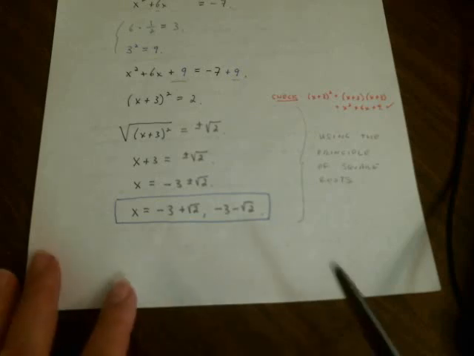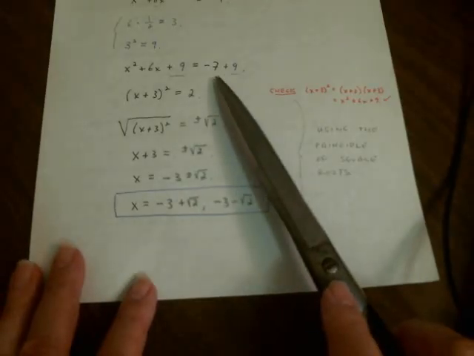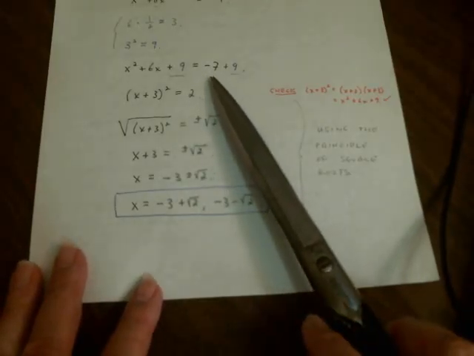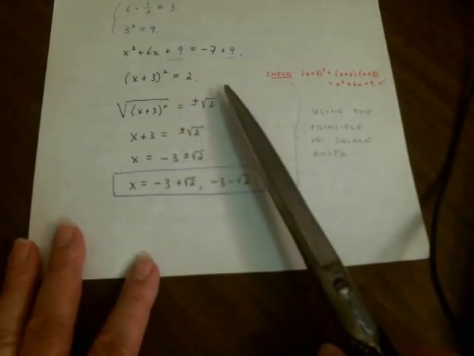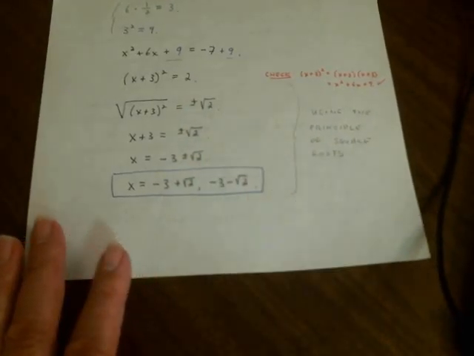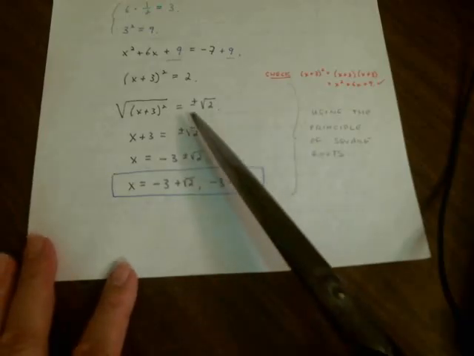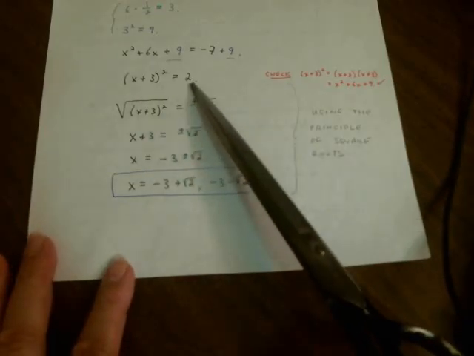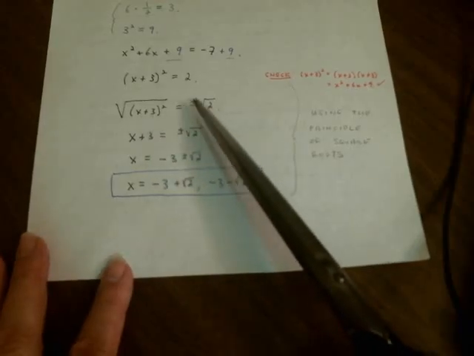The right side, you just add it up, however that turns out. It turns out that negative 7 plus 9 is 2. Great. And now we're right back to the type of situation we had in the video before, which was using the principle of square roots. We have a squared expression equaling a constant. So you take the square root of both sides. Don't forget the plus or minus.